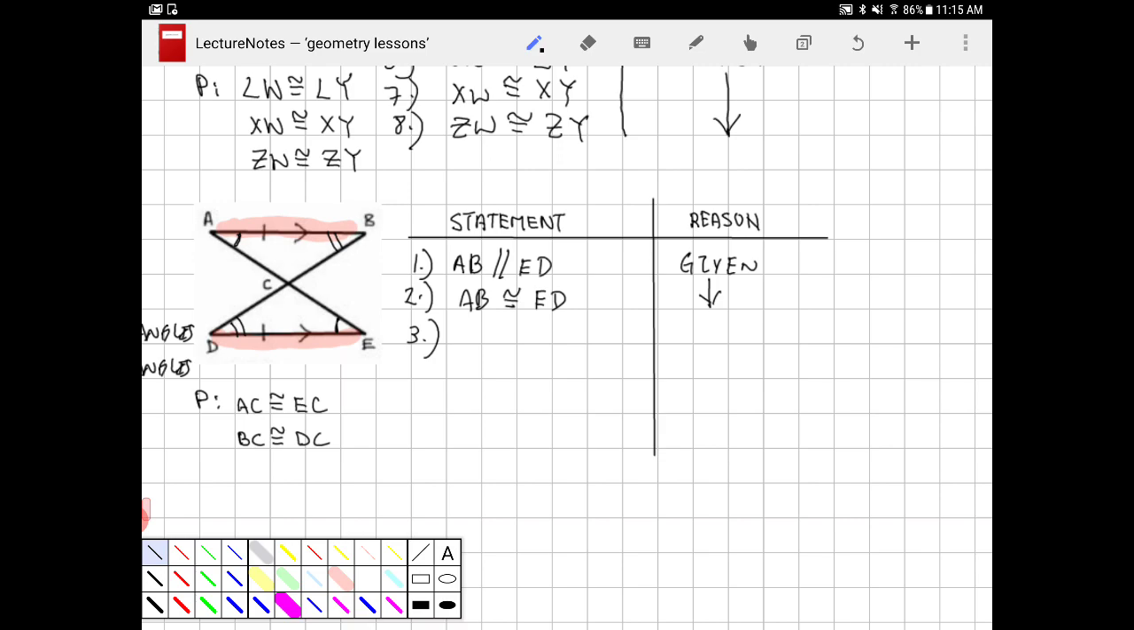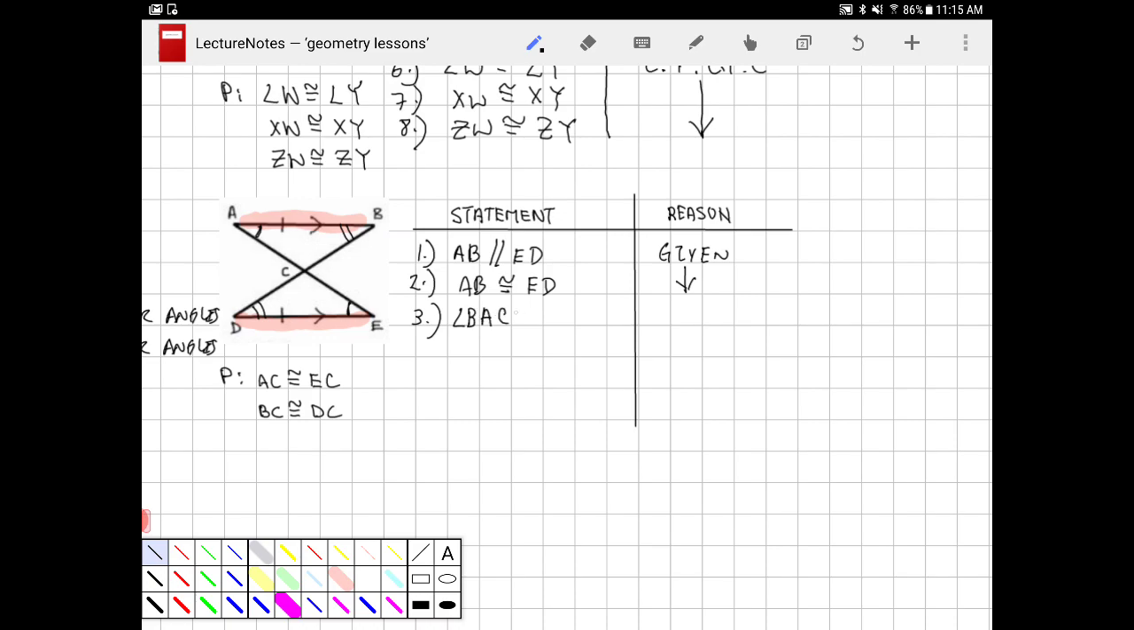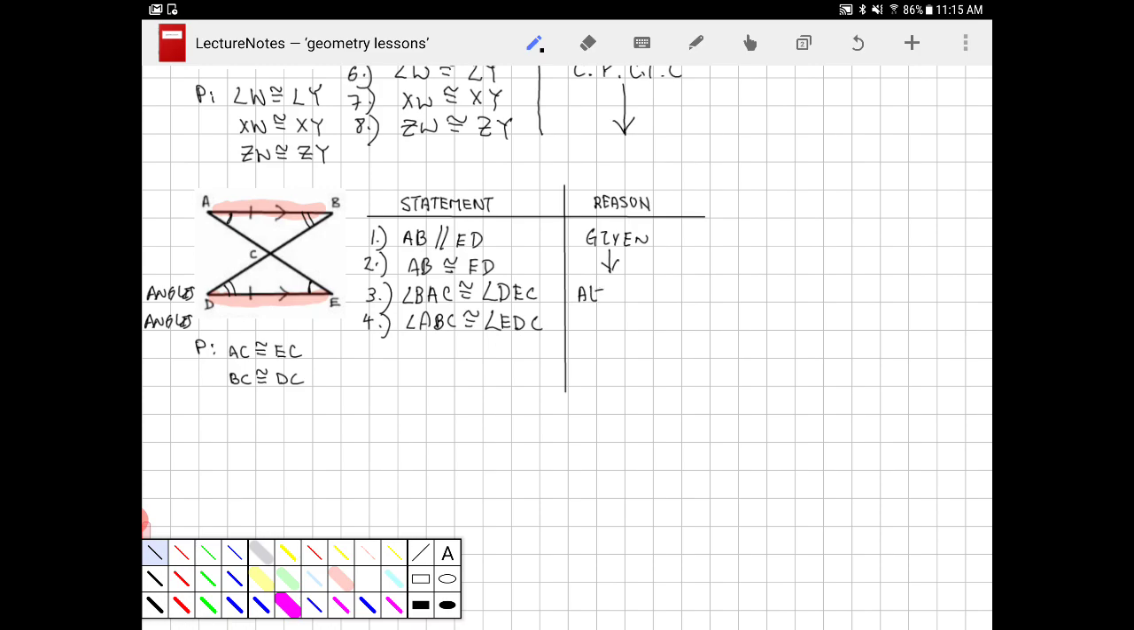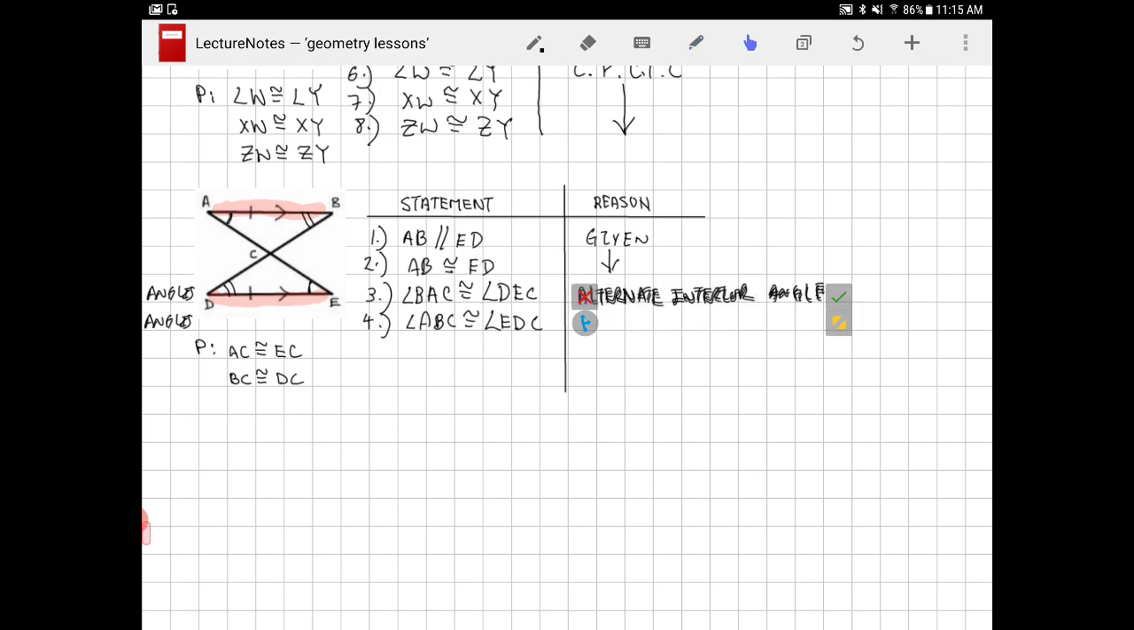So I know that angle BAC is going to be congruent to angle DEC. And I also recognize that angle ABC will be congruent to angle EDC. And the reason for this is we have, again, alternate interior angles are congruent. And both of these statements are true for the same exact reason, that alternate interior angles are congruent.